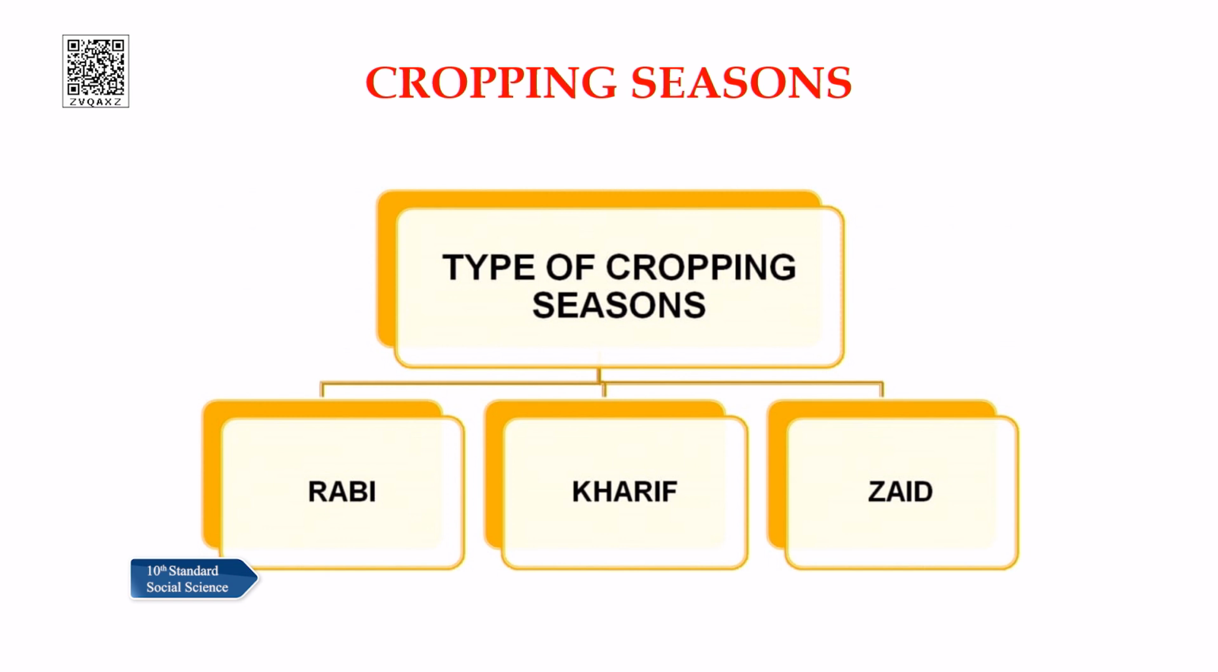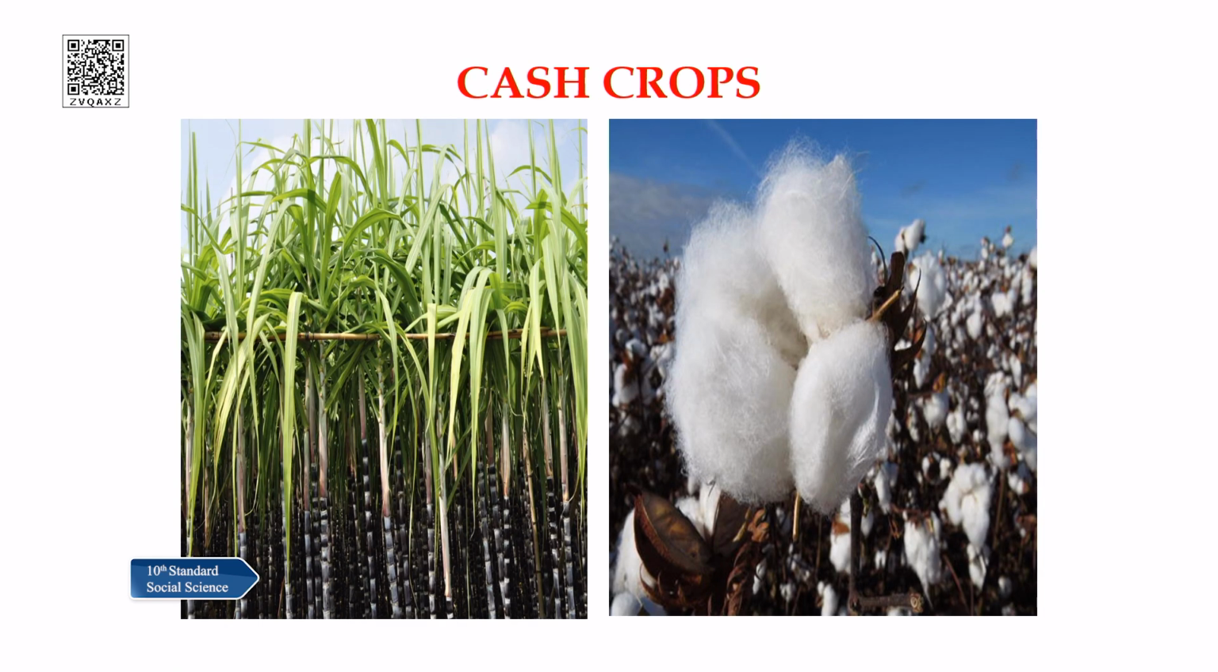Then we have the cropping season. What is this cropping season? We have 3 cropping seasons: Rabi, Kharif and Zaid. And apart from this, as I told you, we have cash crops. Before we see the cash crops, you have the food crops I told you: jowar, bajra, and barley also. Then we come to cash crops. What are cash crops? Crops which are grown for commercial purposes are called cash crops.